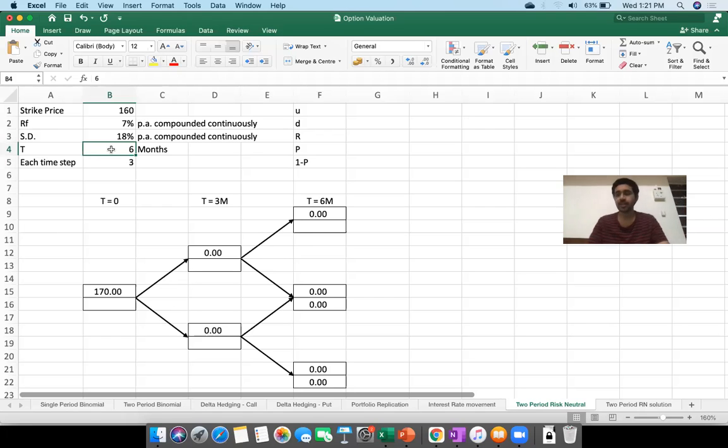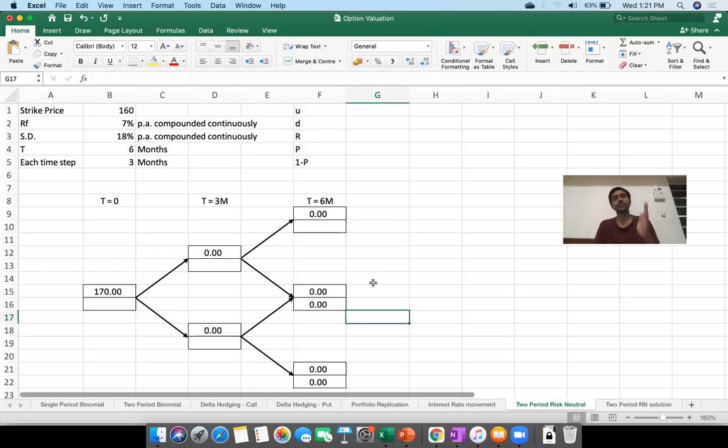Under a 2-period binomial model, if the option maturity is 6 months, we are going to break that 6 months into 2 halves of 3 months each. So each time step is going to be 3 months. We are going to have one share price movement at the end of t equal to 3, and the second share price movement at the end of t equal to 6. If you have noticed, I have not given you the share prices at t equal to 3 and t equal to 6, because I want to calculate that.